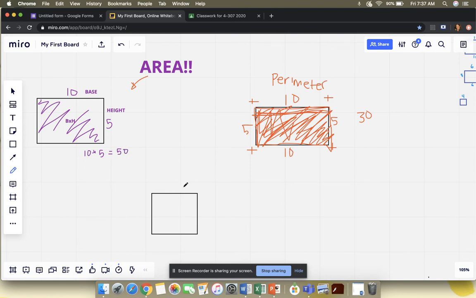All right? So now let's do another base times height. Let's do 2 times 2. Well, if this is a square and this way it's 2 and this way is 2, we know that 2 times 2 to get the area, base times height, is 4. So this has 4 units in it.